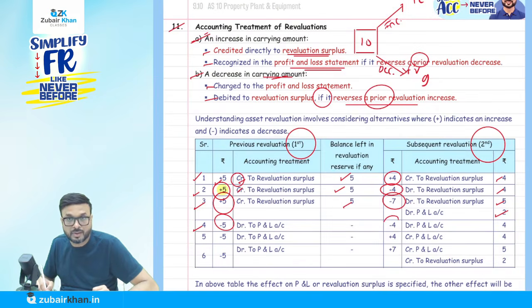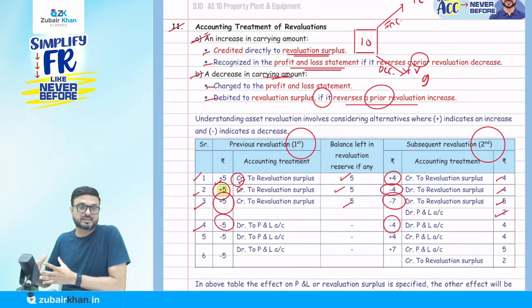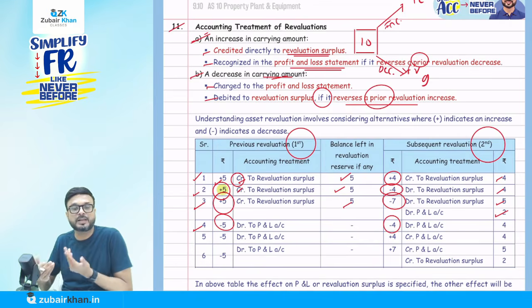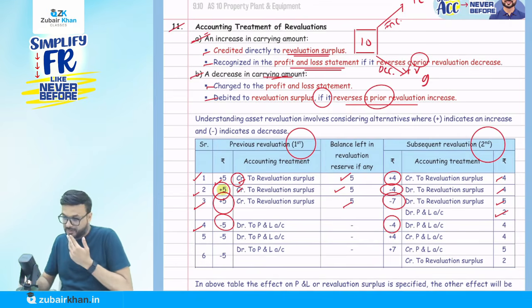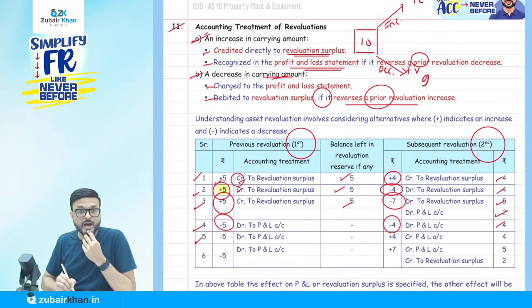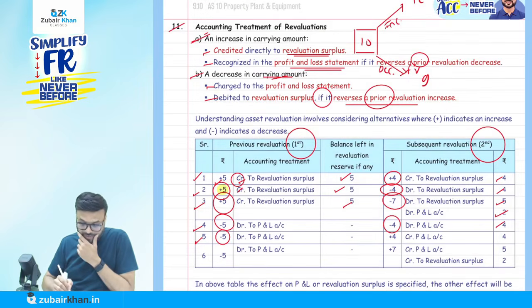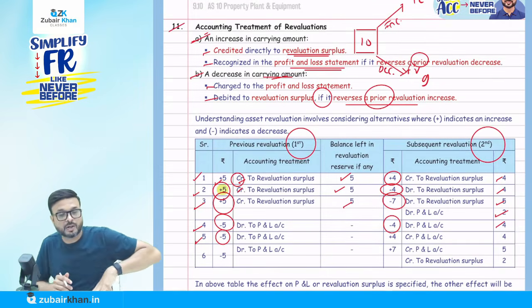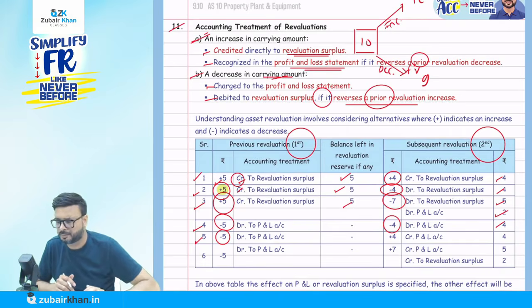Now again it goes down by 4. So we don't have any balance in revaluation surplus, so I will charge directly to P&L. So P&L will be debited, PP will be credited by 4. Now here 5. It decreases by 5. So decrease in asset: the P&L account will be debited and PP account will be credited.